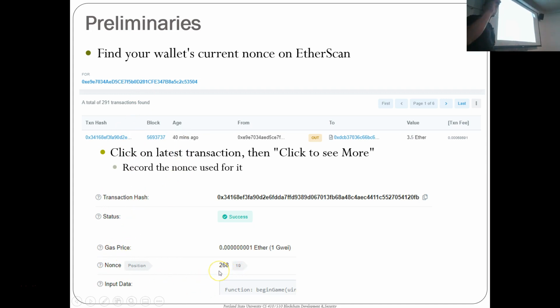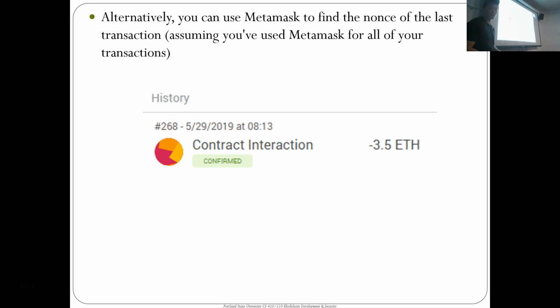So then I know that 269 is going to be the next transaction, followed by 270. You can also go to MetaMask, and if you click on MetaMask, here is a picture of your nonce. But this assumes that all of your transactions are going through MetaMask. If you have managed to submit a transaction from elsewhere, then of course this won't be your current nonce. So the best thing to do is to always go to Etherscan, because Etherscan has the definitive state of your wallet address.